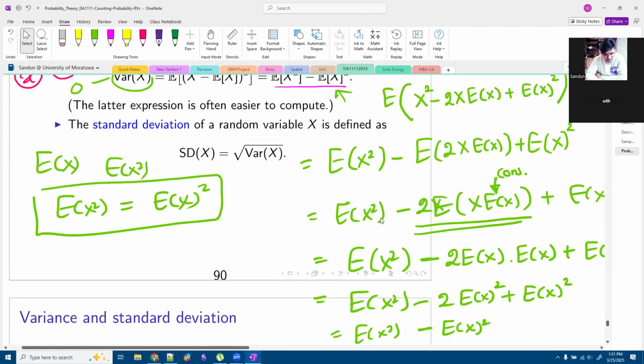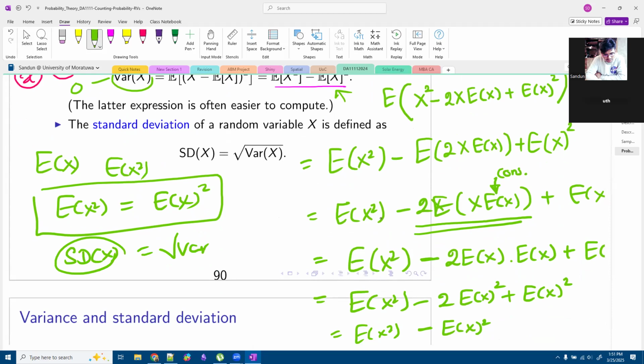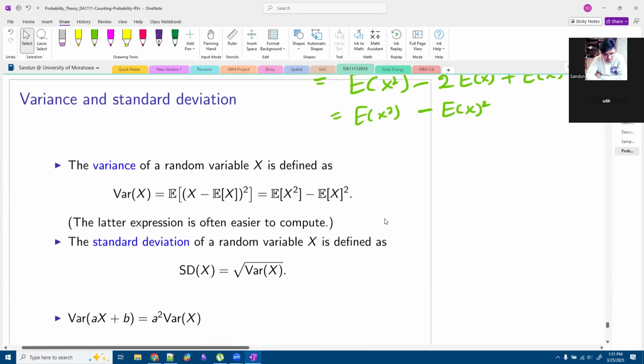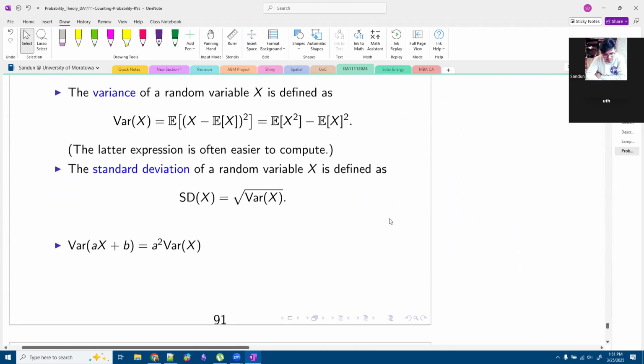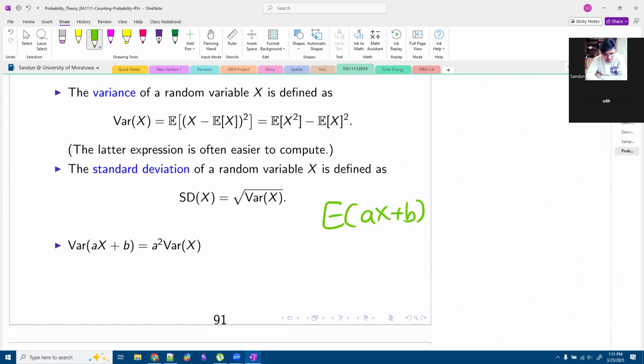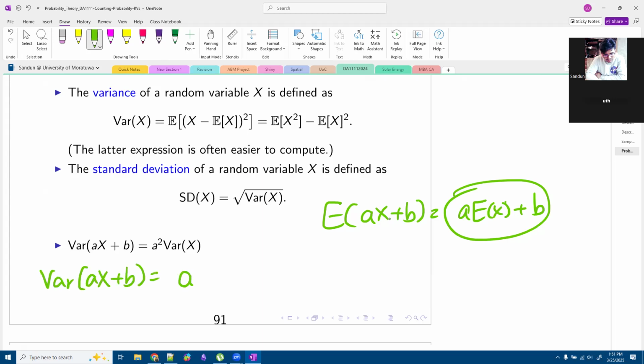And the standard deviation of a random variable is defined as the standard deviation of x, that's the square root of the variance. So if you have E[x] and E[x squared], you can calculate the standard deviation as well as the variance, right? So there are some properties about variance. Now remember, about the expectation, if it was ax plus b, that is equal to a times the expectation of x plus b, right? For the variance, that's a bit different. Variance of ax plus b is equal to a squared times variance of x, right?